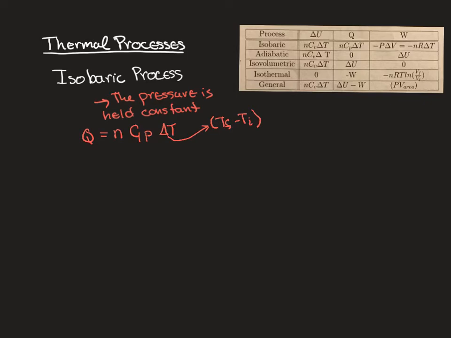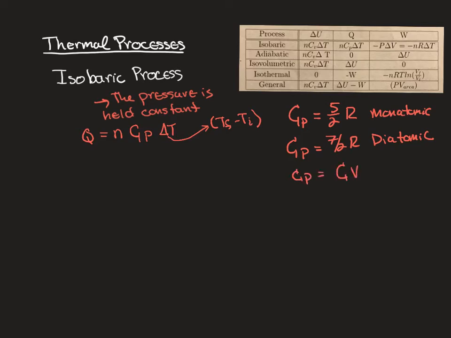Now we're finding our specific heats while holding pressure constant. Molar specific heat at constant pressure is going to equal 5/2 times the ideal gas constant for monatomic and 7/2 times R for diatomic. And we get this from the fact that the molar specific heat at constant pressure is equal to the molar specific heat at constant volume plus the ideal gas constant.